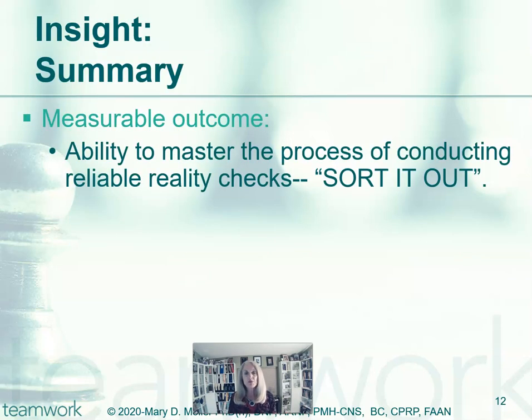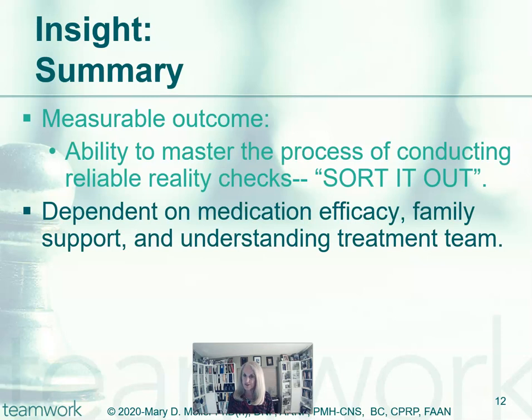The measurable outcome is the ability to master the process of conducting reliable reality checks. In other words, in their words, I just had to sort it out. What was real, what wasn't real, what was my brain, what were the tricks my brain was playing on me, and realize that I could manage being out in public and nobody could tell. It's dependent on medication efficacy again, family support, and here's where the treatment team started coming into play.